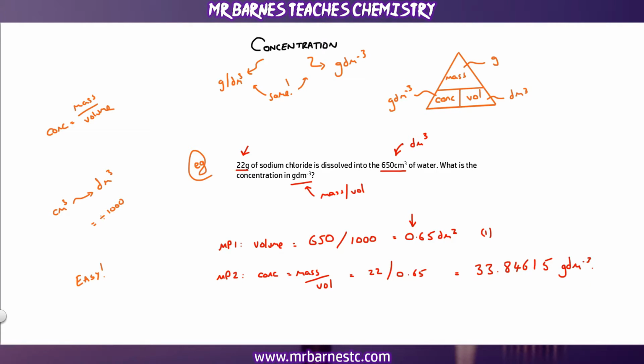Now normally it's a good idea to round to 2 decimal places, but sometimes you might see something saying write your answer to 3 significant figures. So work out what 3 significant figures is, find your first value, go 3 figures beyond that, and then round up. So here I've got 33.8 grams per decimeter cubed to 3 significant figures.